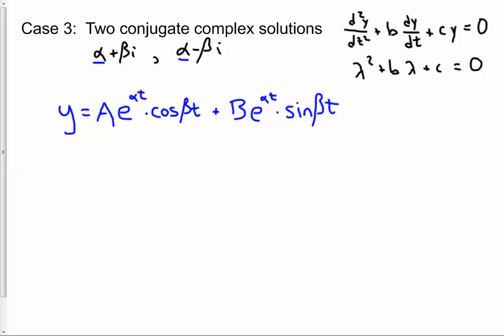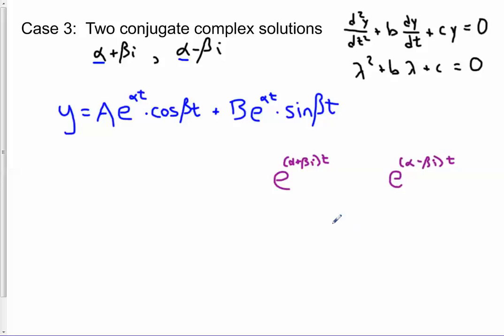Just a little bit of motivation for where the cosine and the sine are coming from. We could treat this the same as the two real solutions and say it's just going to be an exponential, but just with a complex number up there. So we could just treat this like case one and say, hey, it's an exponential. So that one and then that one.